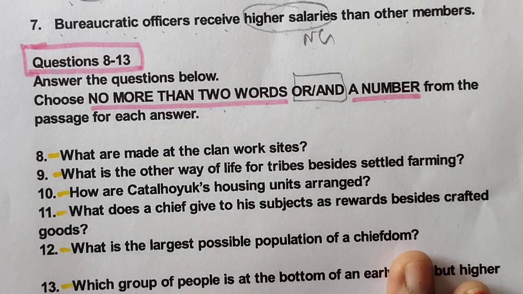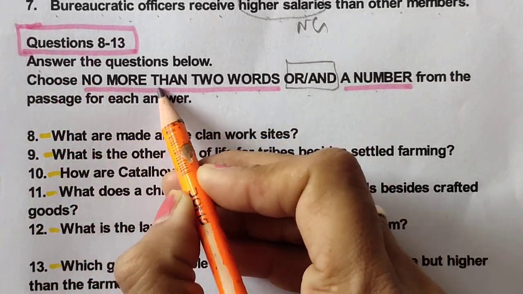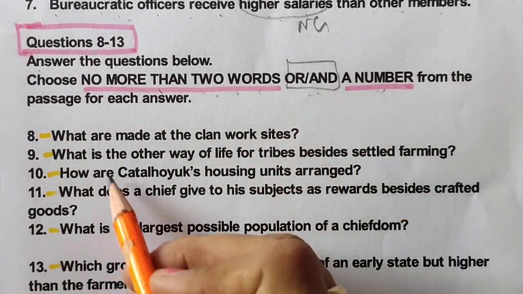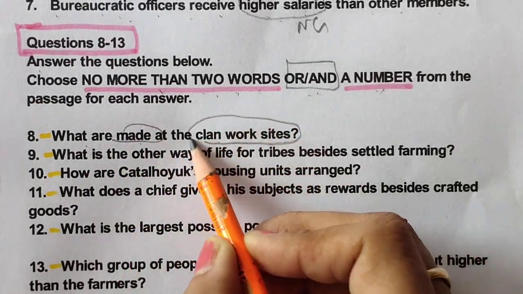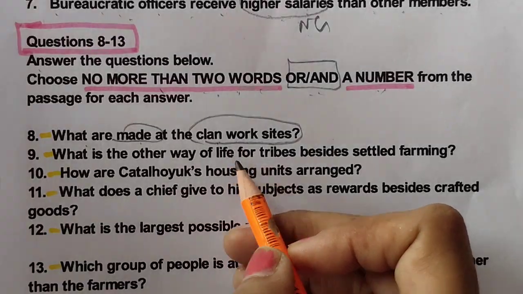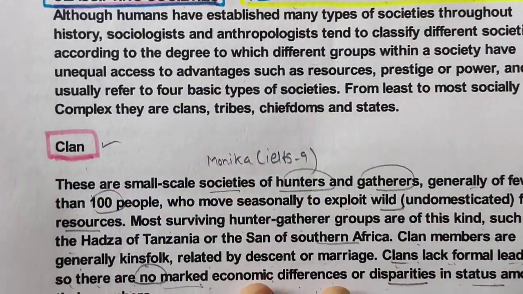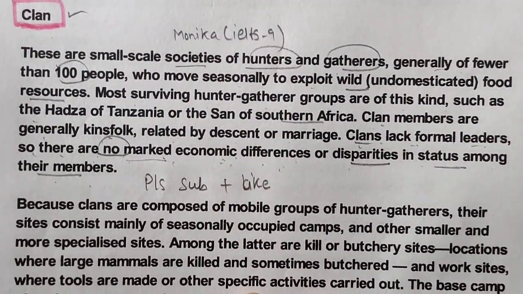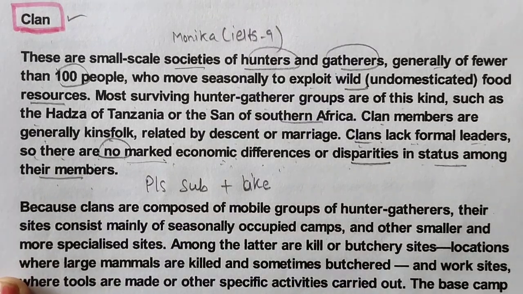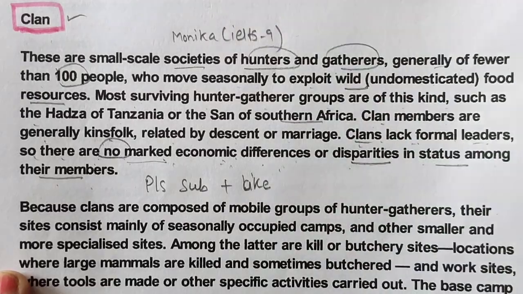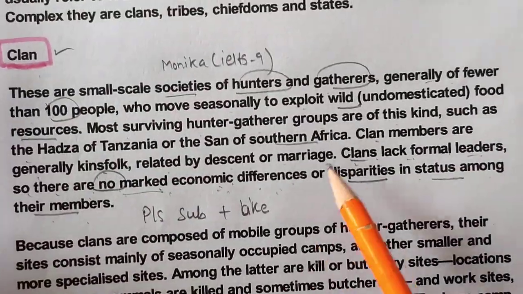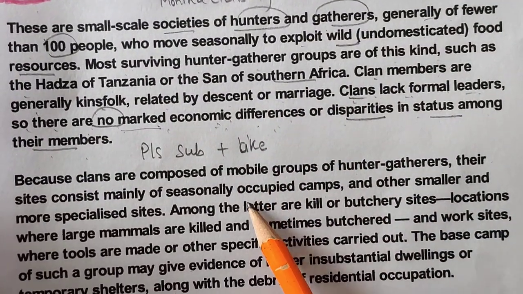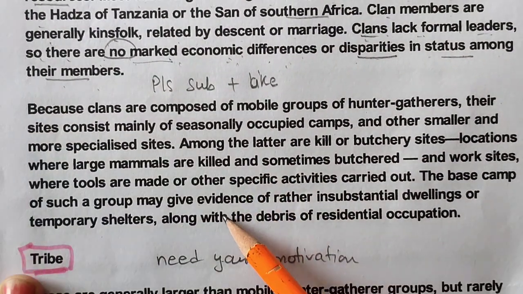Okay. Coming to the next, short answer type questions, no more than two words and or a number. What is made at the clan work site? So let's go to the clan paragraph again. What are made? This is the clan paragraph. You do it with me. Yes, clan paragraph. What are they asking? What is made at the clan work site? Here they are not talking about it, so this paragraph was left. Let's read this, work sites.